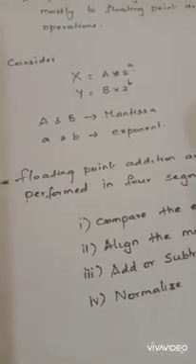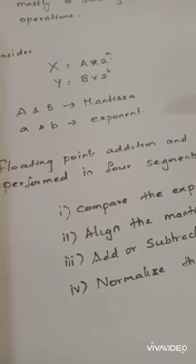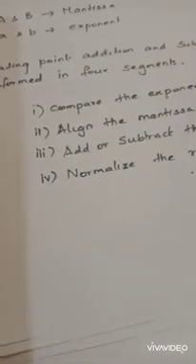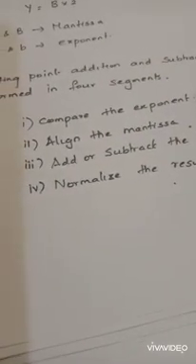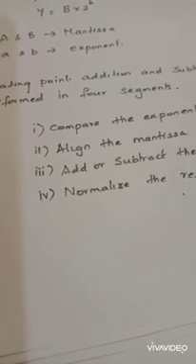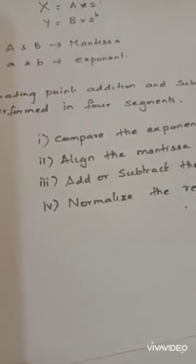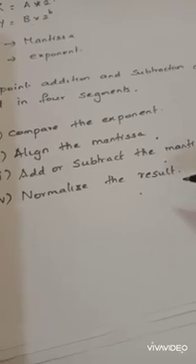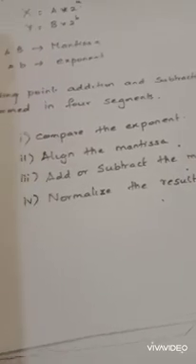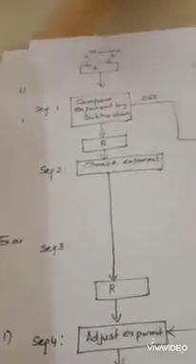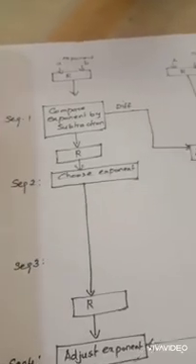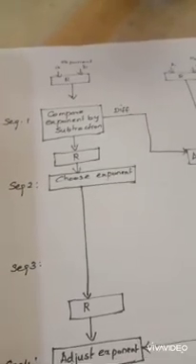The floating point addition and subtraction can be performed in 4 segments. First one is compare the exponent, second one align the mantissa, third one add or subtract the mantissa, and fourth one is normalize the result. So let us consider the flow chart for the example.